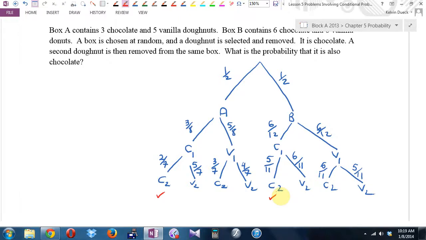Multiply down, add across is what we're going to do. Now, I want to show you how we would write this in probability notation. What this question is asking us to find is the probability of the second one is chocolate, given that the first one is chocolate. Because that's a shorter way I could write this. Instead of saying, it is chocolate, a second donut is then removed from the same box, I could say, find the probability of C2 given C1. And certainly that way's shorter. Okay?